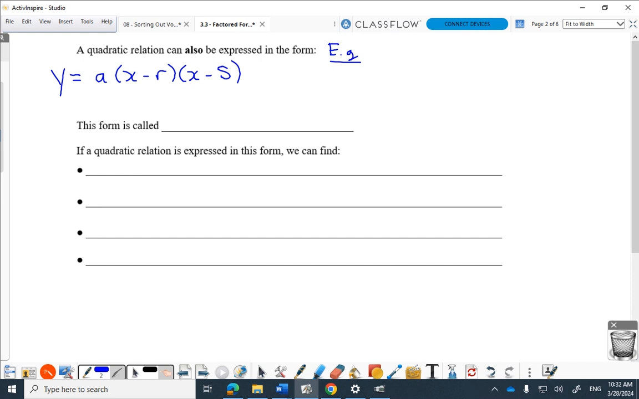So maybe it's going to look like this: y equals 2(x minus 5)(x plus 2). Or maybe it's going to be like y equals negative 3(x plus 1)(x plus 4). Maybe the quadratic will look like that instead. Brand new. Yeah? A little scary. This form is called factored form.